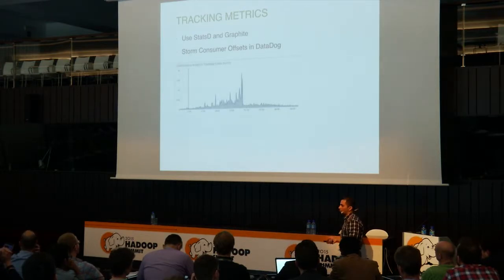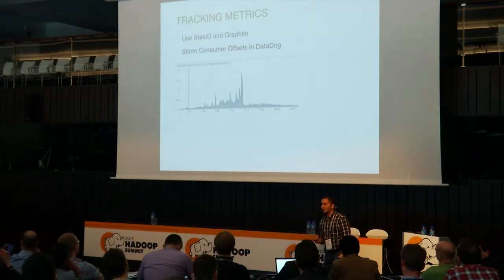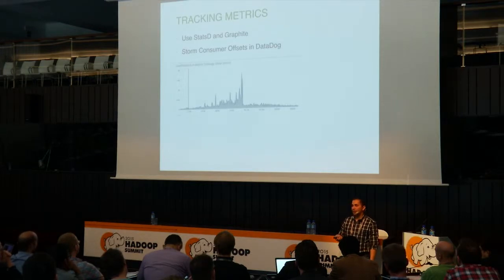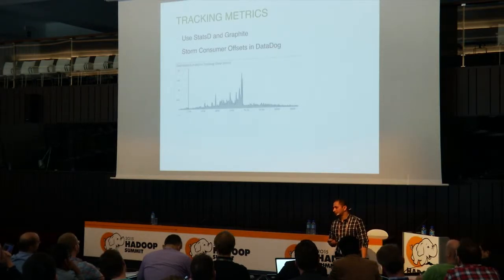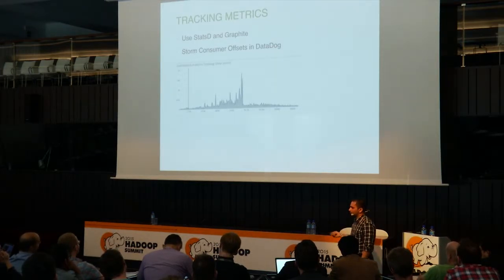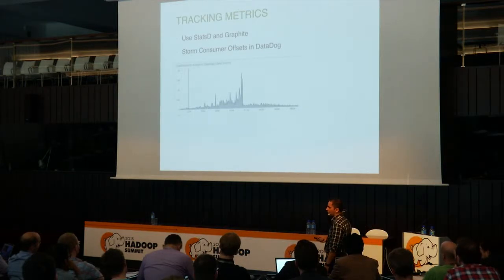So this is a really important thing, I think, to measure for any Storm topology, is the lag of the consumer. And then, yeah, we're doing that in Datadog. And again, just regular metrics like throughput, and so we are using statsd and graphite.